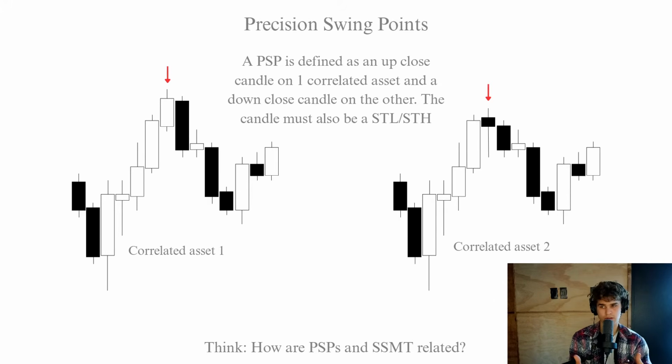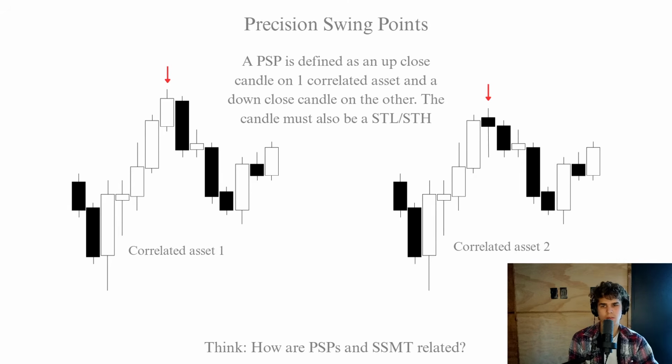And for great entries, I have seen people like Riku, like Jacob, do well with PSPs. I personally just don't like them. So anyways, a PSP is defined as an up-close candle on one correlated asset and a down-close candle on the other. The candle must also be a short-term low or short-term high. Now, if it's not a short-term low or short-term high, it's just the precision candle. I think we get into that in the next couple slides, maybe.